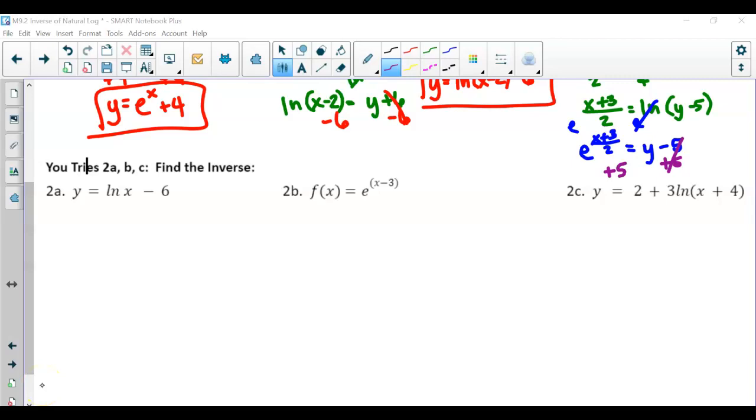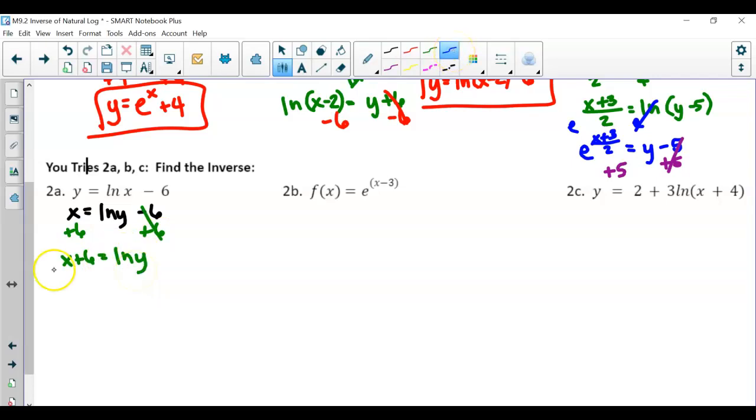And here we go. Notice how you're starting with a natural log. So I have x is equal to natural log of y minus 6. Now we need to get the natural log here by itself, but we're subtracting 6. So first we need to add 6 to both sides. X plus 6 is now equal to the natural log of y.